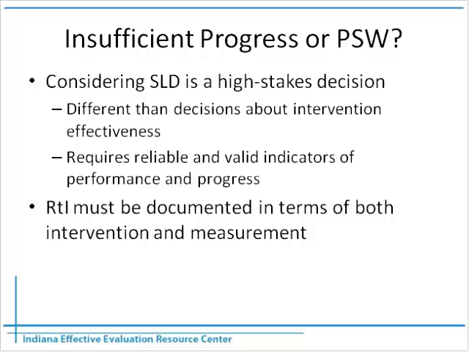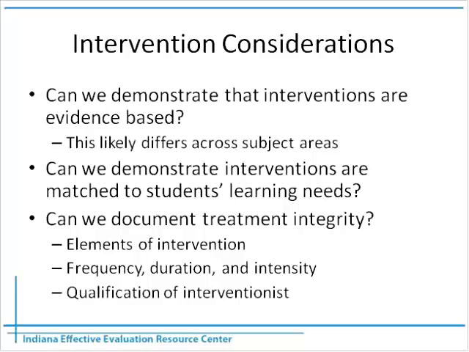RTI needs to be documented in terms of both the intervention and measurement pieces. So when we consider intervention, several questions need to be answered in order to make a decision about whether we're going to use data to document insufficient progress or whether we're going to lean on a pattern of strengths and weaknesses. First of all, can we demonstrate that the interventions that we're using are evidence-based?